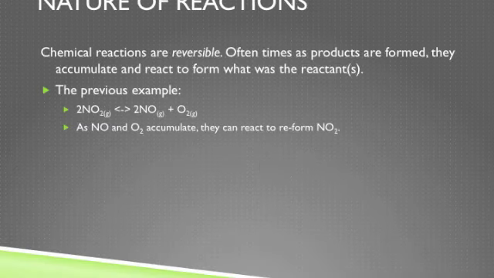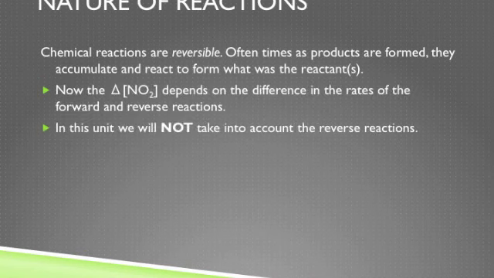As you already know, when we studied equilibrium, we found out that chemical reactions are reversible. Oftentimes, as products are formed, they accumulate and react to form what was the reactant. From our previous example in video number 1, 2NO2 yields 2NO plus O2 gas. As NO and O2 accumulate, they can react to reform NO2. Now the change in NO2 depends on the difference of the rates of the forward and the reverse reactions.